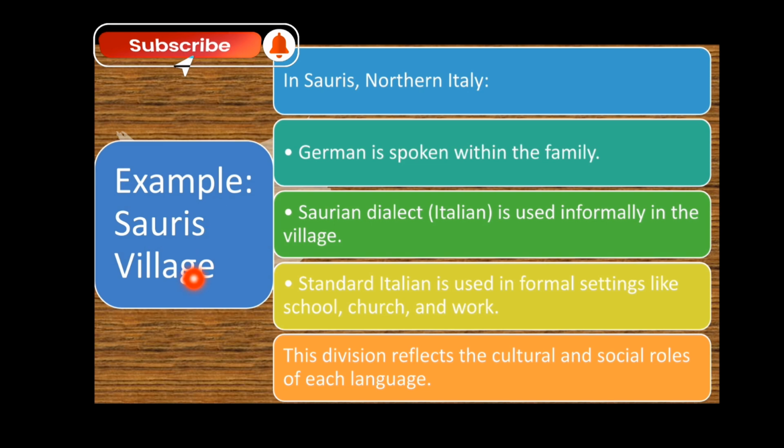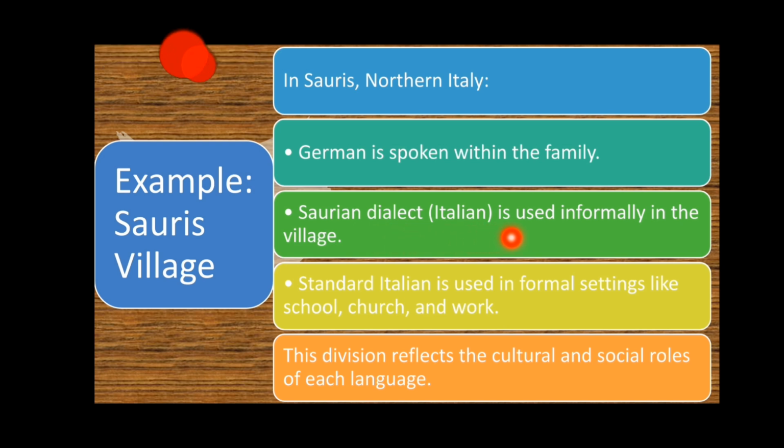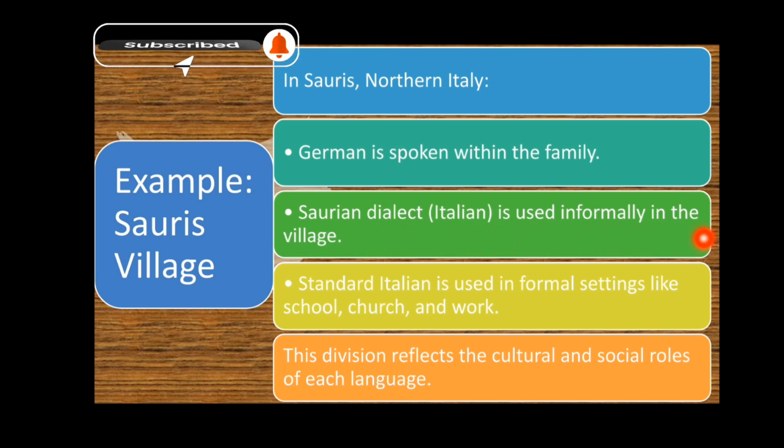Example, Suries village. In Suries, northern Italy, German is spoken within the family. Okay, this is one language, one variety. So the Surian dialect of Italian is used informally in the village. We're talking about the local dialect. Now, standard Italian is used in formal settings like school, church, and work.